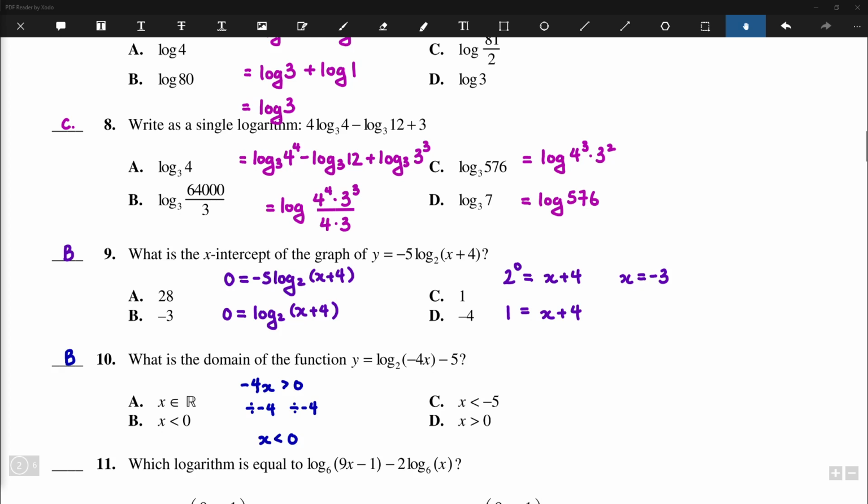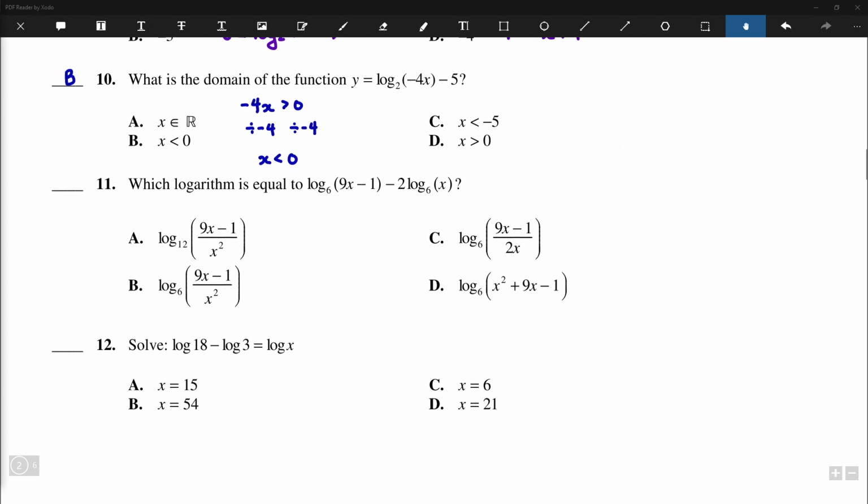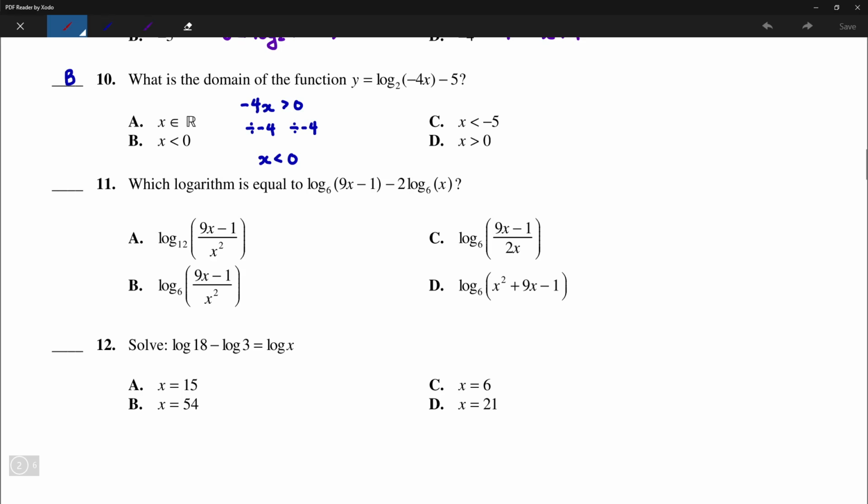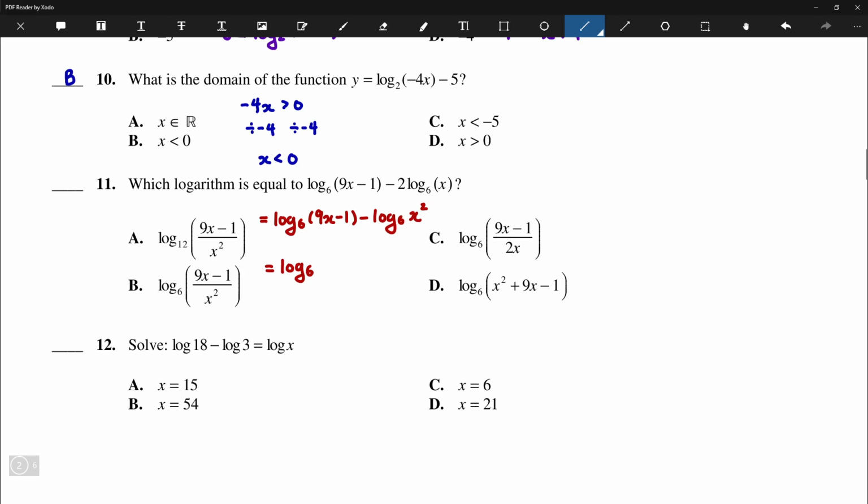Okay, so let's move on to number 11. Okay, we're trying to simplify this logarithm here. So we can use the power rule to move the 2 first. So we have x squared here. And then we can use the quotient rule to rewrite the expression as a single logarithm log base 6. And then in the numerator, we have 9x minus 1, and it will be divided by x squared. So the answer in this case is B.